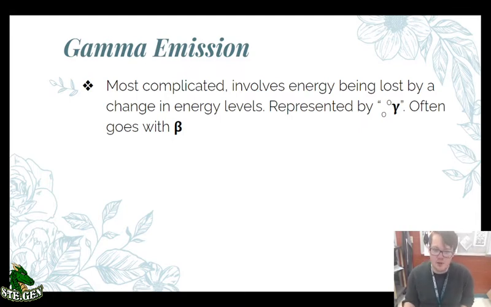Gamma emission is the most complicated type. We're going to work with it a little bit, but for the most part, it's actually going to be the easiest examples to do. It involves energy being lost by changes of energy levels, not by any changes in the amount of stuff in the actual atom. We represent it with this little curvy gamma shape, and it's a 0 over 0, which means it doesn't actually change anything. It's just energy being released, but it'll usually come with beta decay. If I don't specifically say that, though, do not just assume that there is gamma emission.